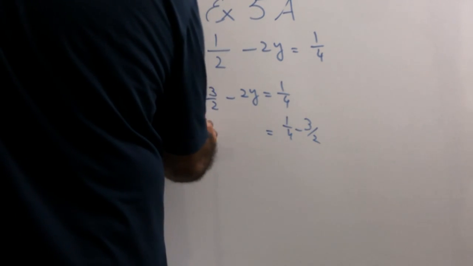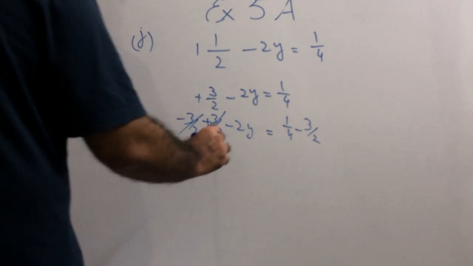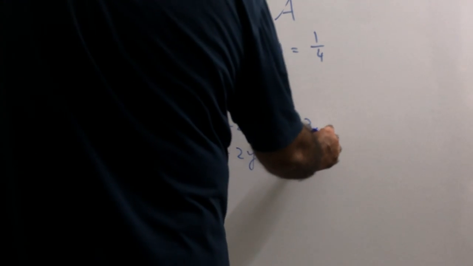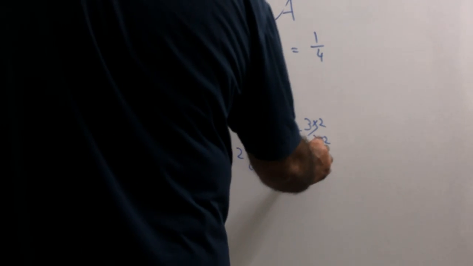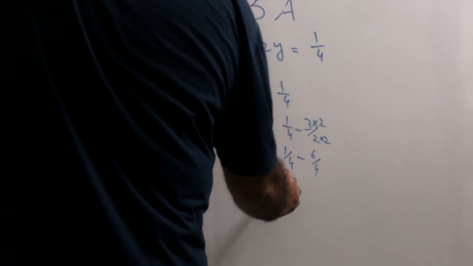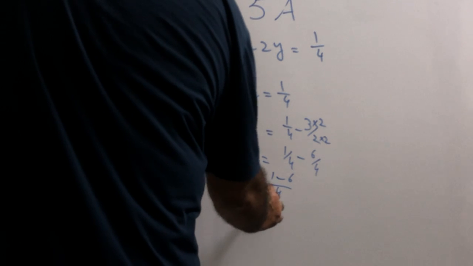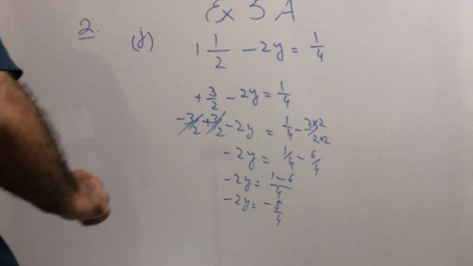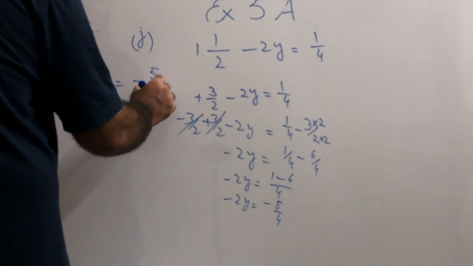Here we will do minus 3 over 2. This is plus 3 over 2. Minus 2y. This will be finished. Minus 2y is equal to 1 over 4 minus 3 over 2. Just equalize the denominator. We get 1 over 4 minus 6 over 4. Then take LCM as 4. 1 minus 6. It becomes minus 5 over 4. Then we have minus 2y is equal to minus 5 over 4.